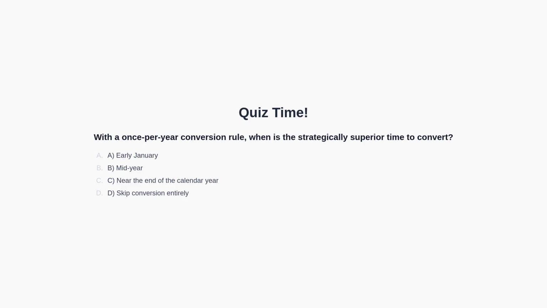The question is, with a once-per-year conversion rule, when is the strategically superior time to convert? The options are A. Early January, B. Mid-year, C. Near the end of the calendar year, or D. Skip conversion entirely. You may pause the video now to think about the answer. We will discuss the answer in the next section of the video.